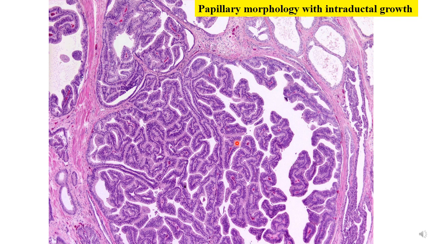Here is another nice example of a prominent papillary morphology. Ductal adenocarcinoma typically grows within the periurethral or peripheral ducts. Here you can see the growth is within the peripheral ducts, which expands these ducts. So sometimes you may be able to appreciate some basal cell lining surrounding these peripheral ducts.